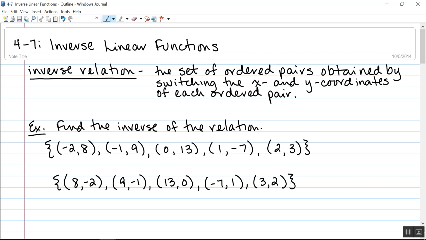Okay. Notice that I'm writing it in set notation with curly brackets on each end. And notice I'm not changing the sign of anything. I'm just flip-flopping the x and the y.